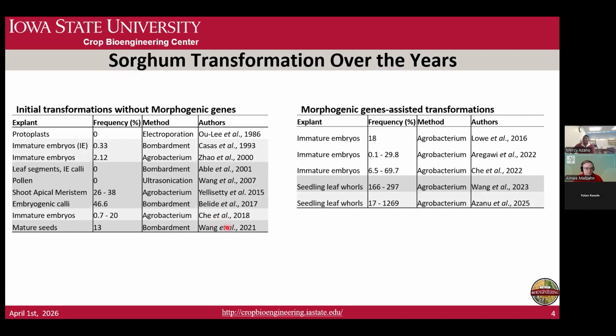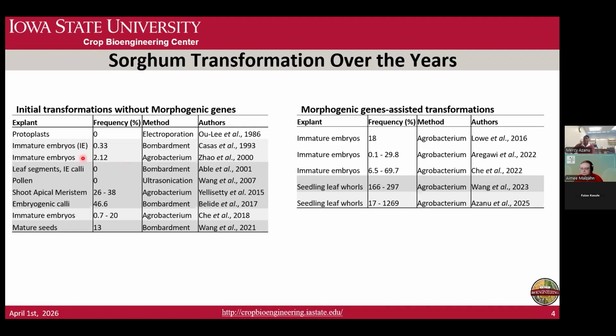A brief rundown of sorghum transformation over the years. The first transformation report for sorghum was in protoplast, done by electroporation, and not much was recovered from that experiment. The first successful transformation with regenerants was reported in 1993 by Casas, where they used immature embryo bombardment, and they had a transformation frequency of 0.33%. Then in the year 2000, there was the first successful Agrobacterium-mediated transformation of sorghum using immature embryos.